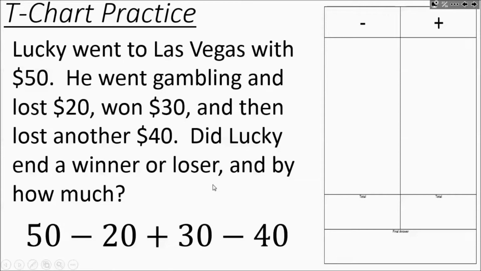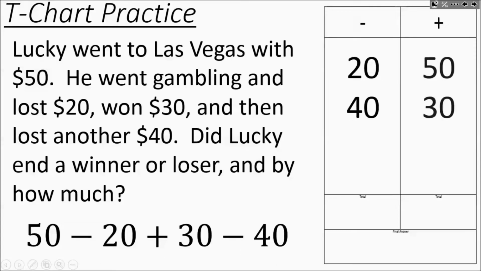We're going to put these in the table now. We've got our 20 and 40 as our negative terms. We have our 50 and 30 as our positive terms. We're going to total up our negatives and total up our positives. We have a total of 60 negatives, 80 positives. The positives have the larger absolute value, so we're going to have a positive answer, and you do winner minus loser, the winner being the one with the larger absolute value.